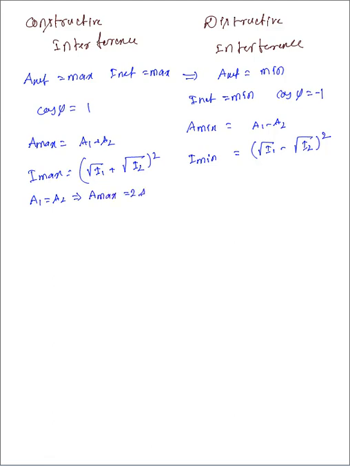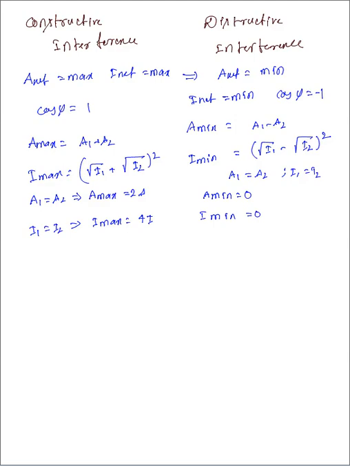If I1 equals I2, I net will be 4I, so I max equals 4I. In this case, if A1 equals A2, the difference becomes 0, so A minimum will be 0. Similarly, I minimum when I1 equals I2 is also 0, which we can mention here.